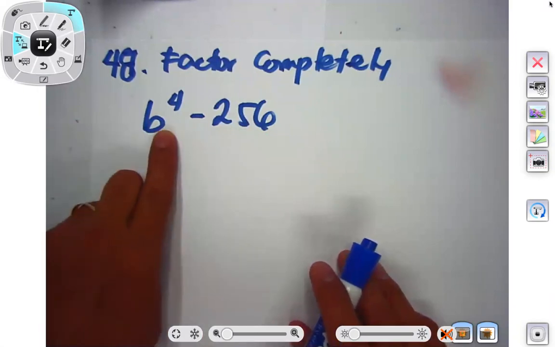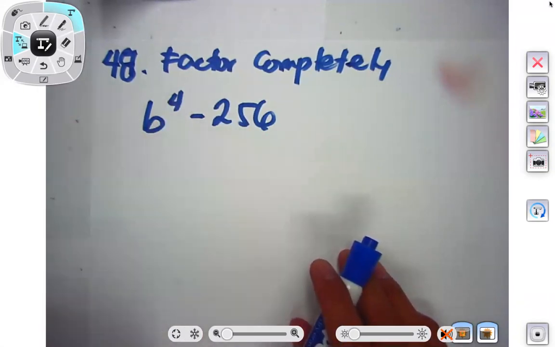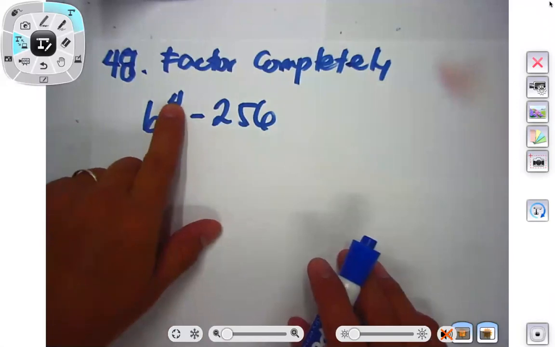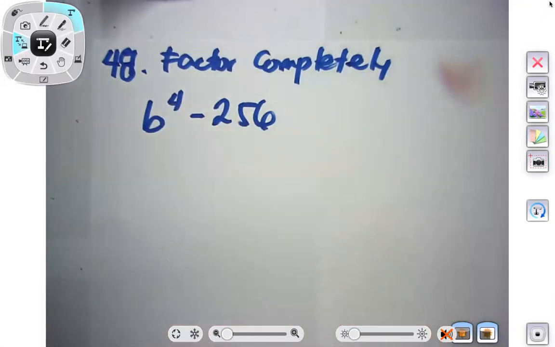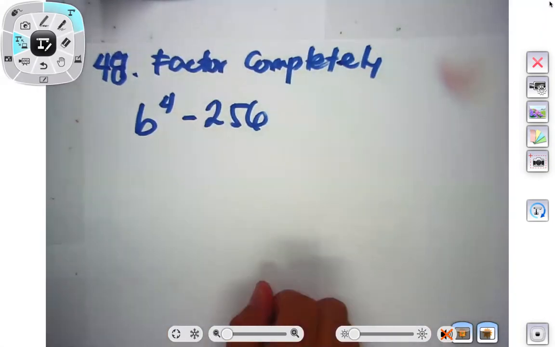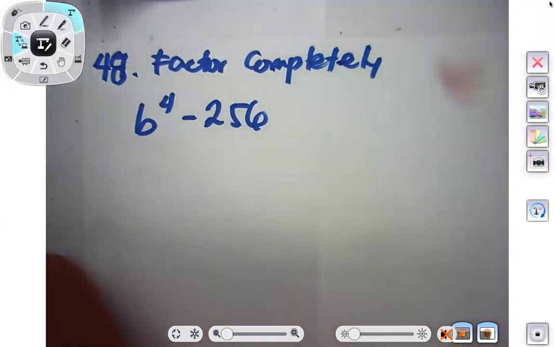But if you look at this, b raised to 4 is a perfect square, right? Because 4 is divisible by 2. How about 256? It's a perfect square. You have it there. What's 256? It can be written as 16 times 16, right? 16 times 16 is 256.